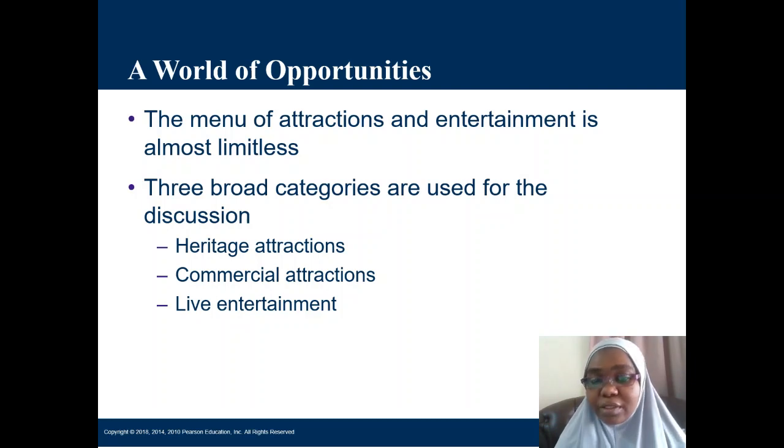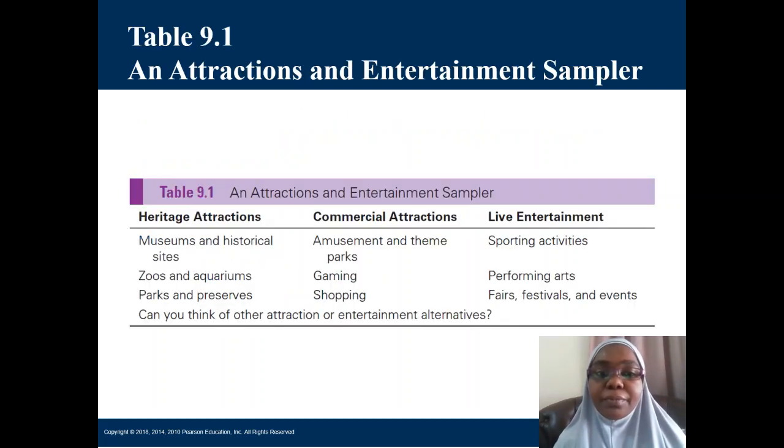There are three broad categories that are used when it comes to attractions. We have heritage attractions, commercial attractions, as well as live entertainment. We're going to take these three one after the other. Heritage attractions, we all know what heritage is. They are basically meant to preserve nature and historical sites. Then we have commercial attractions, which are majorly a combination of amusement parks, theme parks, gaming, and shopping centers, or malls, as you may call them. Then we also have live entertainment, which could be in the form of sporting activities, performing arts, fairs, festivals, and events. So all these are samples of attractions and entertainment.